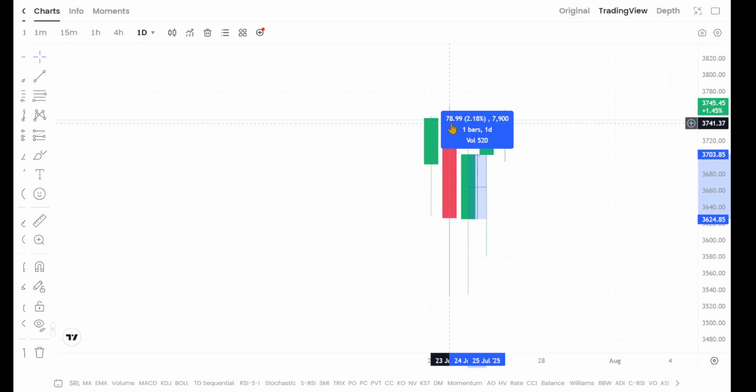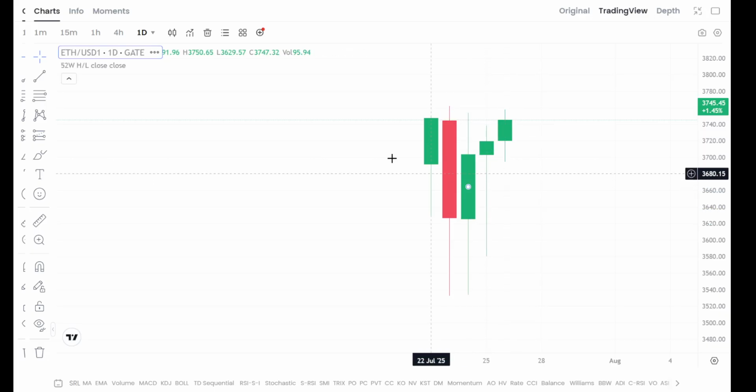And on that day, the market price of Ethereum has decreased by 78.99 USD1, and it is 2.18%. 7,900 USD1 was the profit on that day, and 520 Ethereum has been traded in this one day.